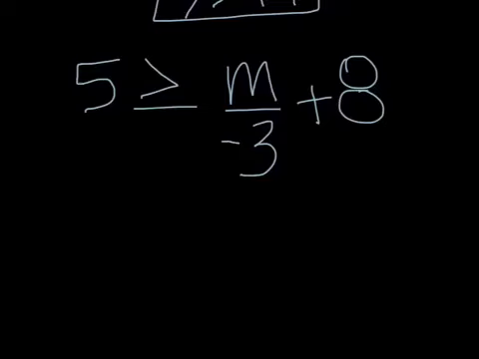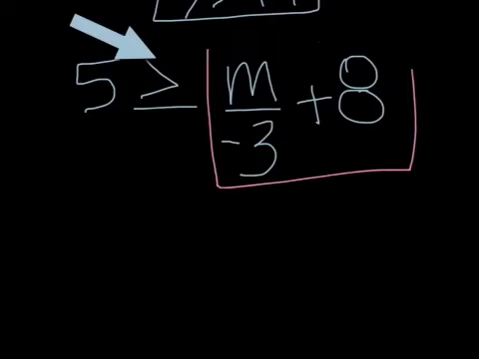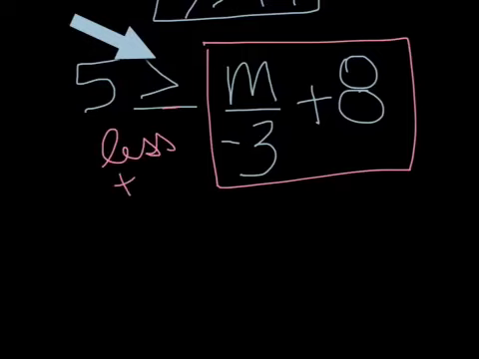Now, this looks different because this inequality symbol right here is before the variable. We're not used to seeing it that way. So now we have to figure out what the inequality is really saying. Well, it's saying that this whole thing is actually less than 5. Okay, so this part here is less than 5.